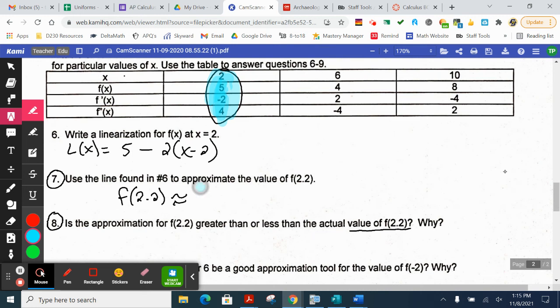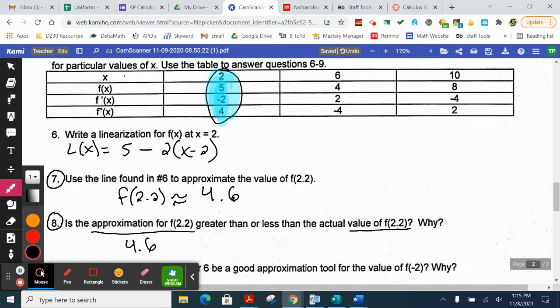All right, 7. Do we all get 4.6? Good. Write it the correct way. Use the approximation symbol. Use f of 2.2. And now we know what the approximation is. That's 4.6. We don't know the actual value, but we should be able to state if the approximation is greater than or less than. So what do we think? Is this guy greater than or less than the actual value? Sean? It would be less than, since it's concave up. Good. It has to be less than.